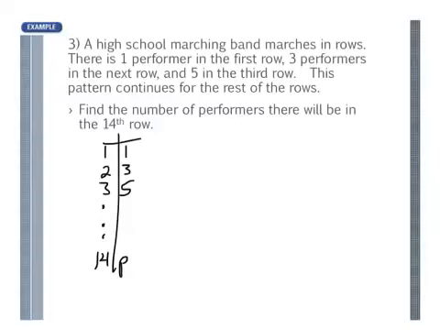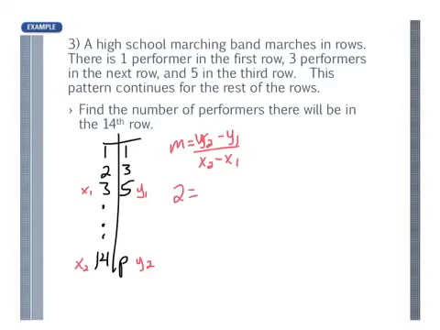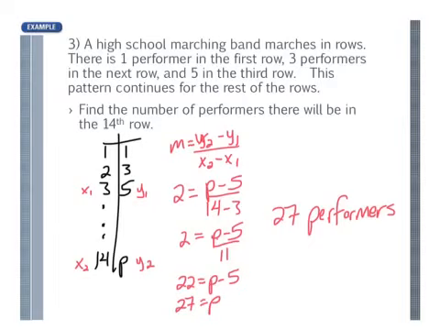Now, if we relate this back to the linear functions, as we just said, and we think about the third row, 5 people, as being like an x1 and a y1, and the 14th row having p performers being x2, y2, then we can plug it into the slope formula. Let's say y2 minus y1 over x2 minus x1. We know the slope is the same as the common difference. The common difference is 2 in this case. So we're going to have p minus 5 over 14 minus 3, and we'll solve for p. Okay, I've just solved for p, and I got that there are 27 performers in the 14th row.